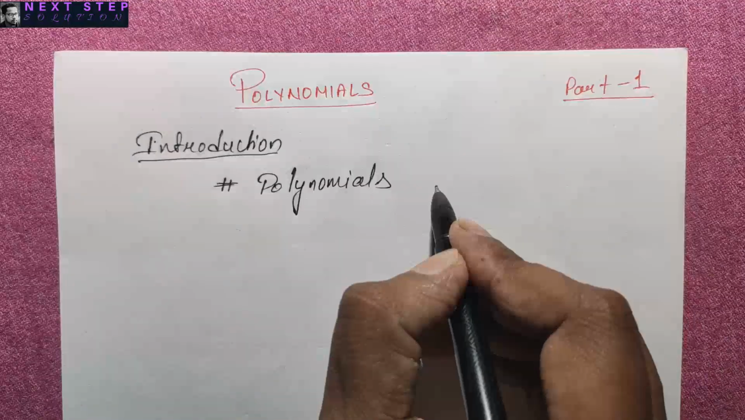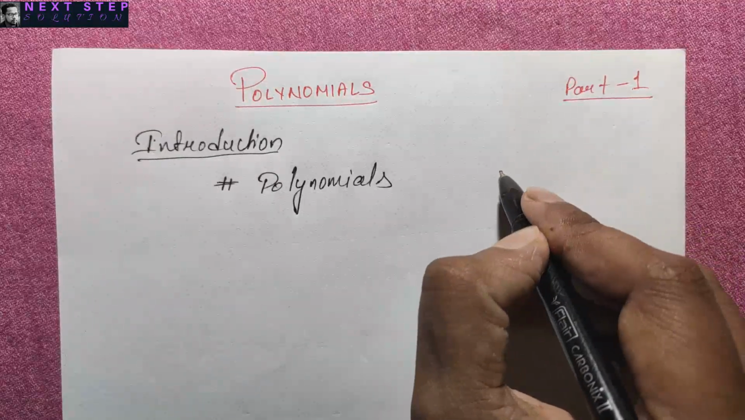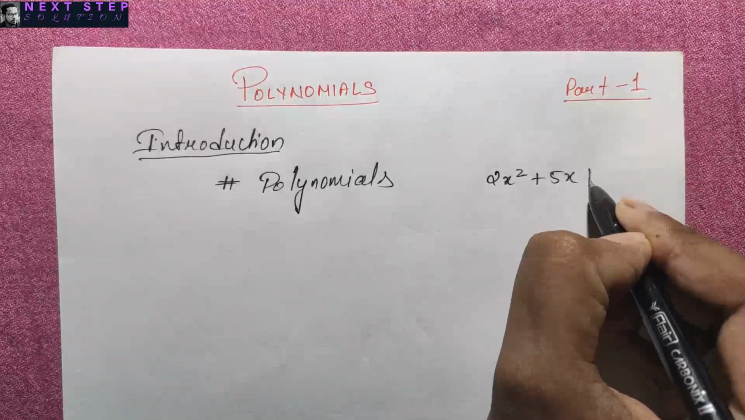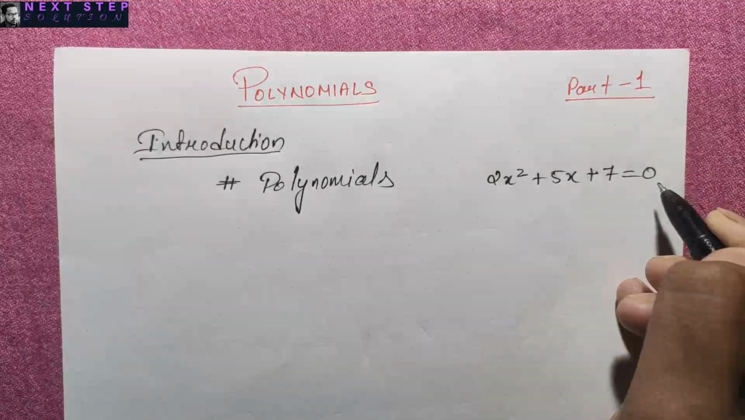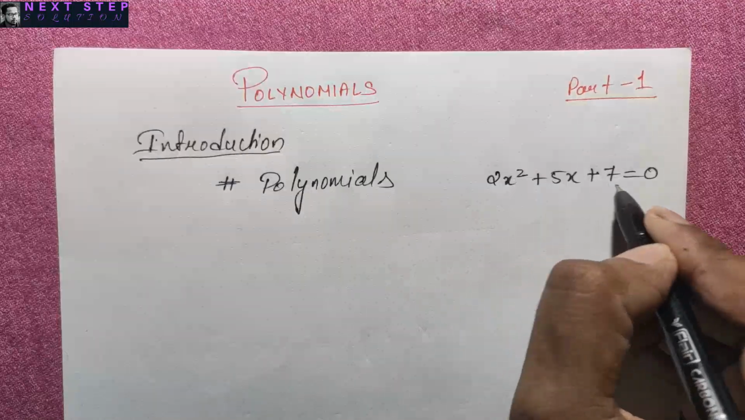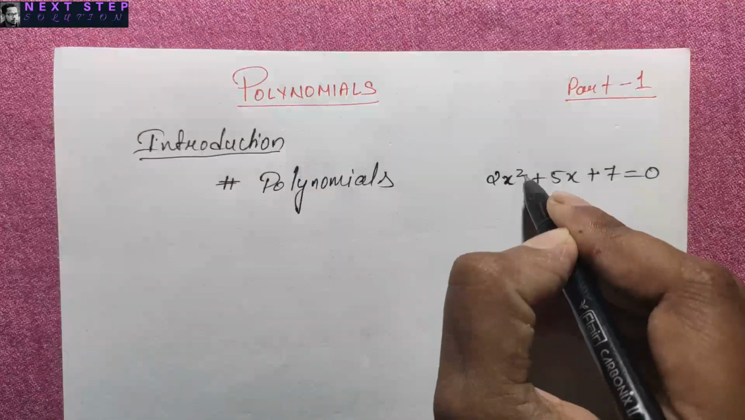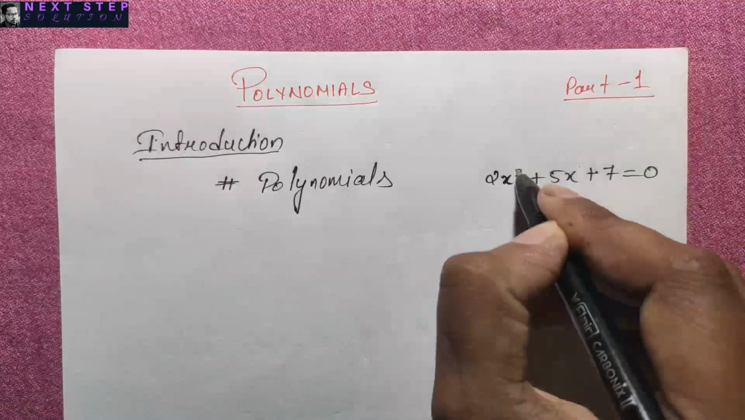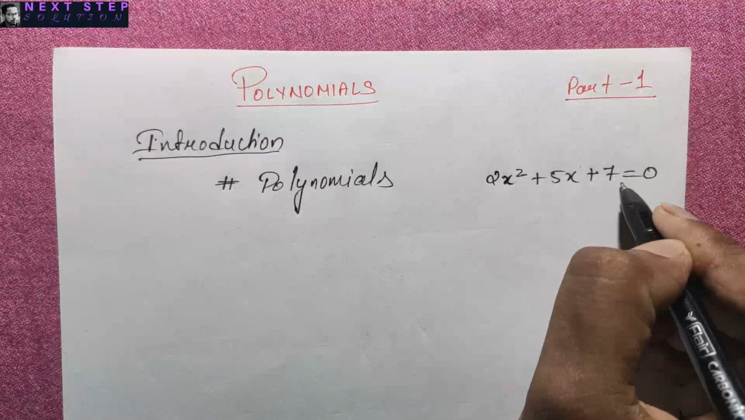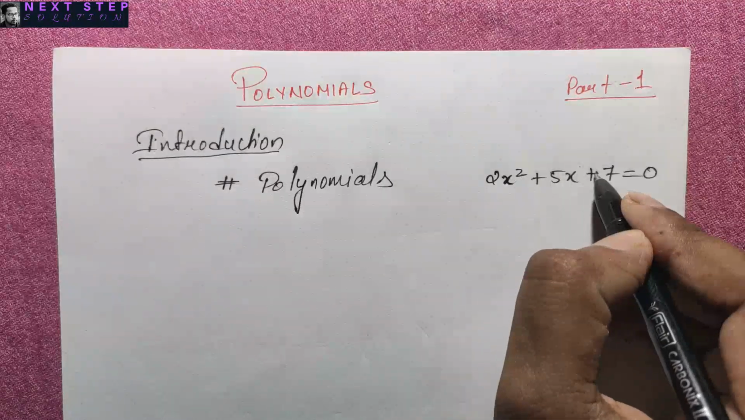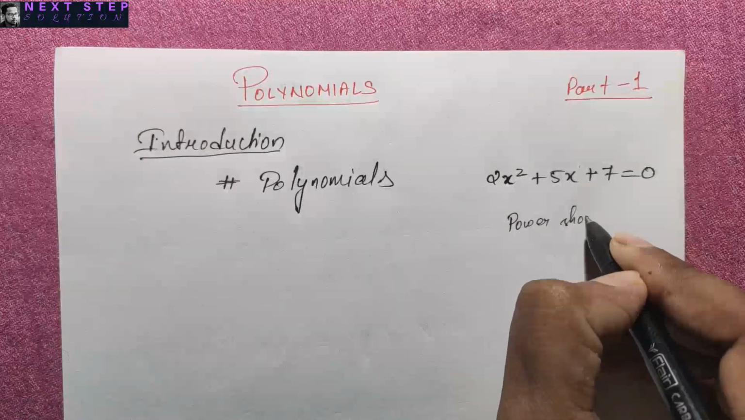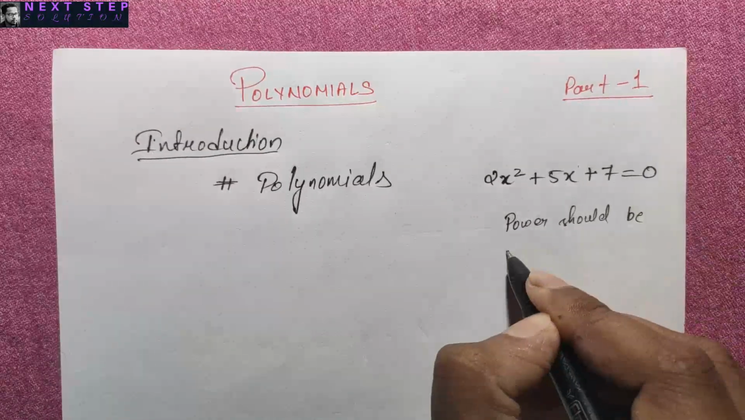What are polynomials and what are not polynomials? Now suppose you have a term like 2x square plus 5x plus any number 7 equals to 0. We can say whether it is a polynomial or not by looking at the powers of the variable. Here you have x square, here you have x to the power 1. If you have negative power or if you have fraction, then it is not a polynomial. That means the power has to be a whole number.